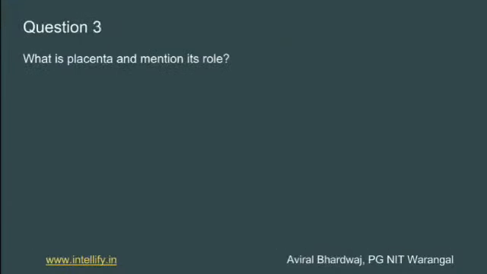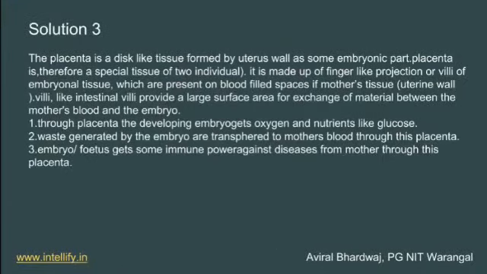Next, what is the placenta and mention its role? Basically the placenta is a disc-like tissue. It looks like a disc, formed by the uterus wall and embryonic part. The placenta is a special tissue shared by the two individuals. It is made of finger-like projections or villi of the embryonic tissue, which are present in blood-filled spaces of the mother's tissue. Like intestinal villi, they provide a large surface area for exchange of material between the mother's blood and the embryo. So there are a lot of functions.